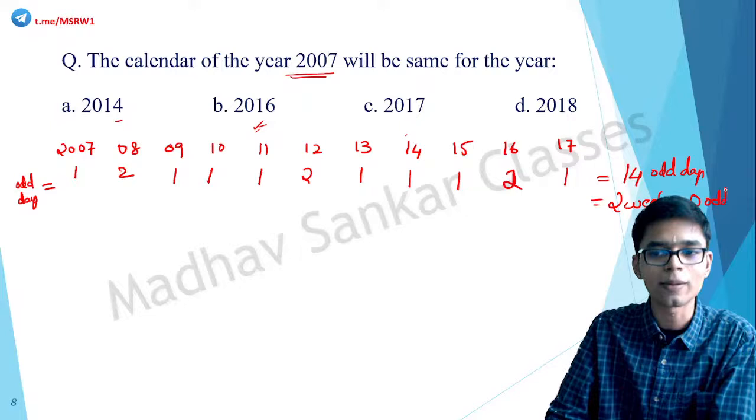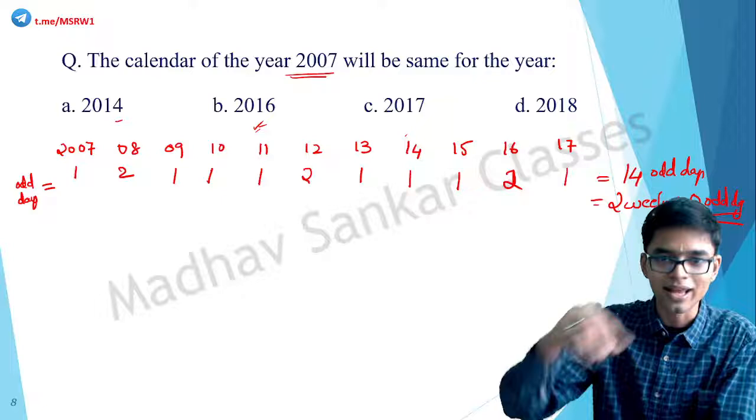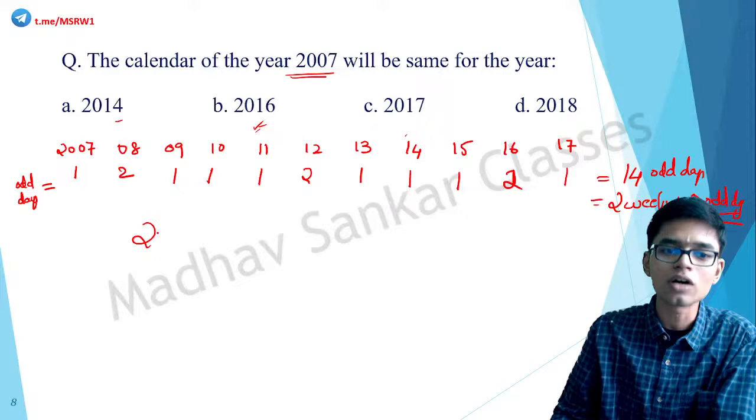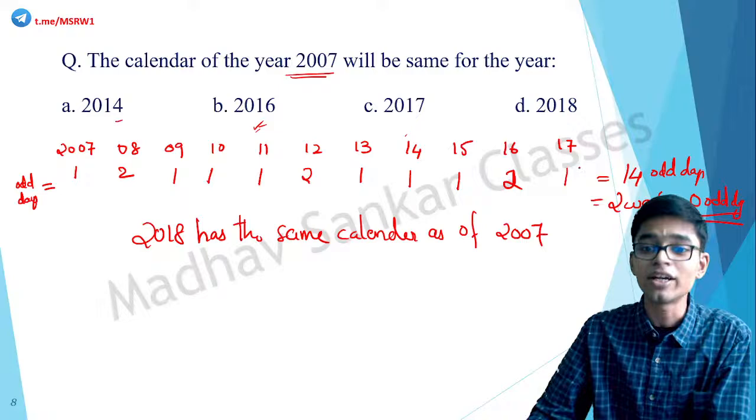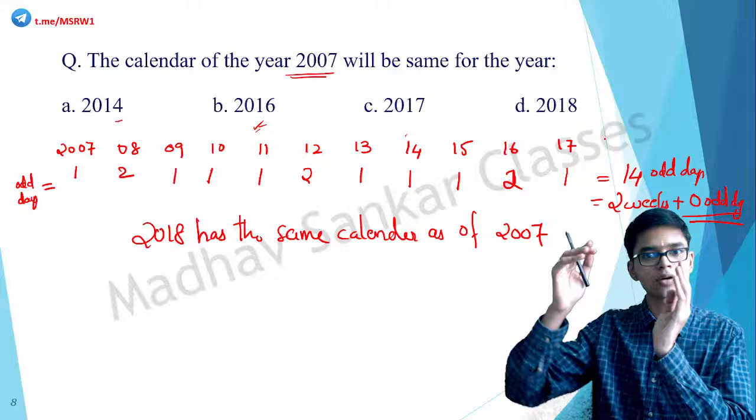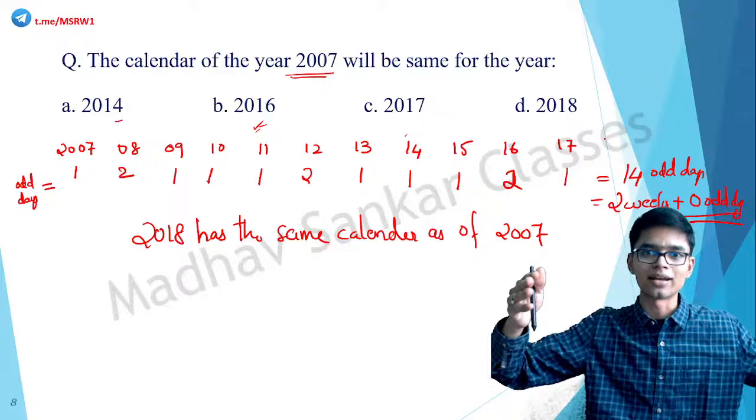Got it? Which means the next year will have the same calendar as our first year. So 2018 has the same calendar as 2007. But we do not write 2018; we write only up to 2017. If the odd days come to zero, then from the next year onwards, the calendar will be the same as our first calendar, that is the 2007 calendar.